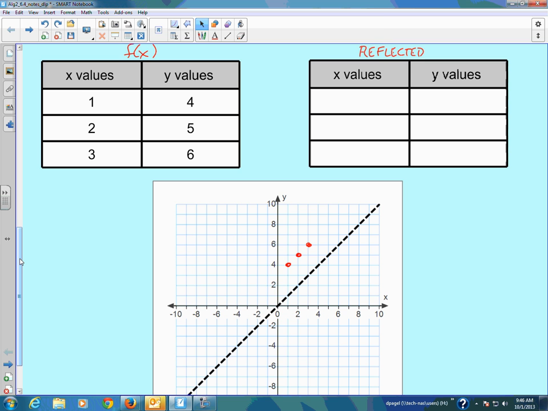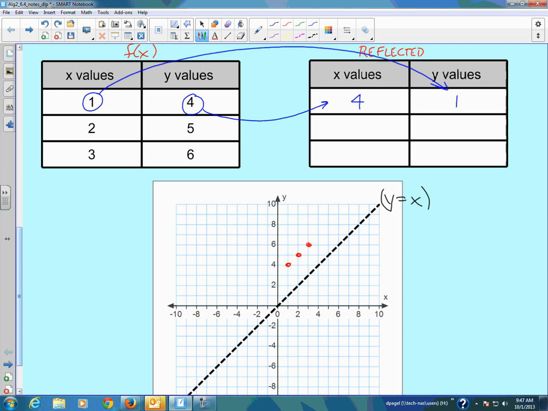I have this dashed line here representing our equation y equals x. This is our line of reflection. Our mirror image will produce the same thing on the other side of that line. So what we do is we take our x and y values. The x value of the original function will become the y value of our reflected function, and the y value of our original function will become the x value of our reflection. And that's the relationship we're going to generate.